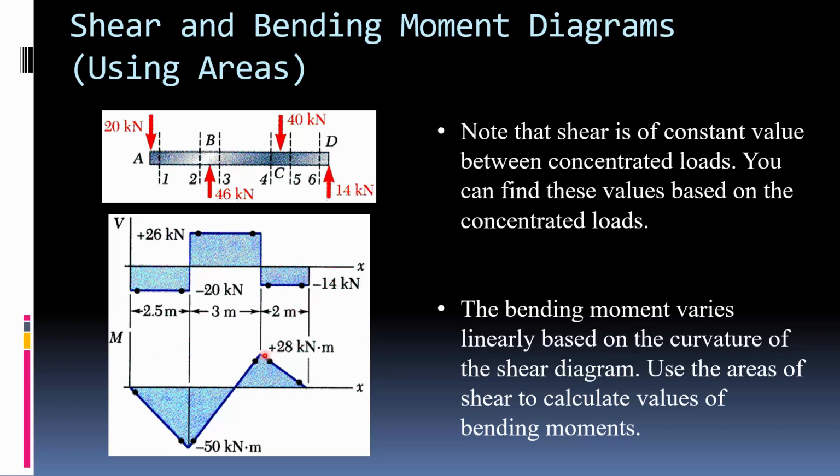It's negative again, so it's going to go from that 28 down to minus 28, which brings us back down to 0, which is what it should be doing for us. We should be back down at 0. So there you go. This is using the areas of the shear, the areas under this curve, to calculate the values of the bending moments.